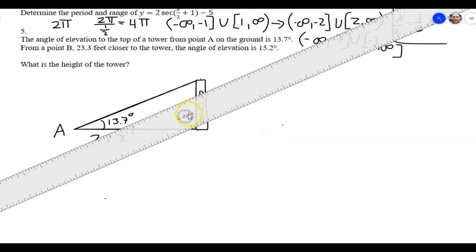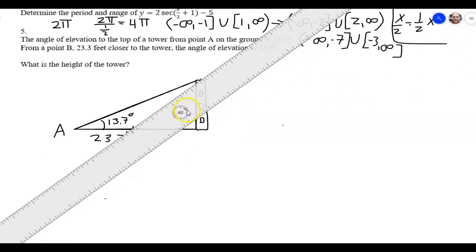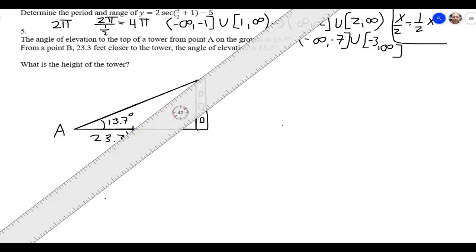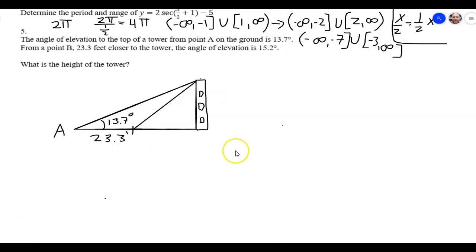Our new angle of elevation is 15.2 degrees. So from this point, 23.3 feet in, it's now 15.2 degrees up to the top of there. So the question is, how do we find this height here?